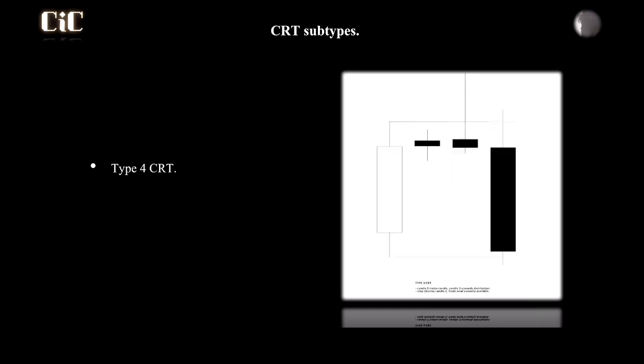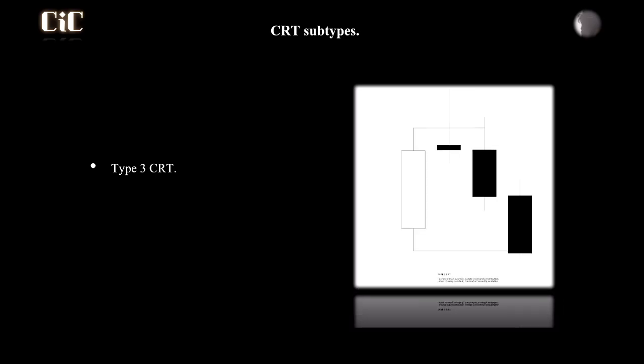Type 4 is, and in type 3 you want to avoid chasing candle 2. Let candle 2 play out like it wants to, right? Let the market makers manipulate like they want to. Then you have an easier, faster candle in candle number 3.